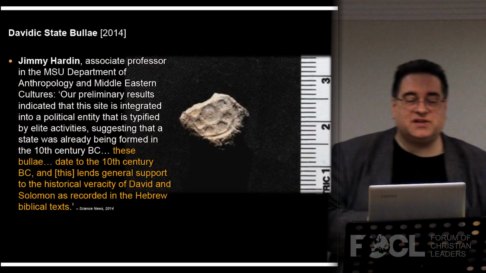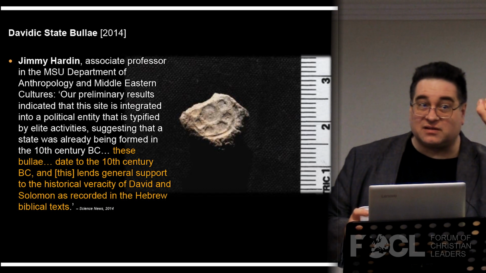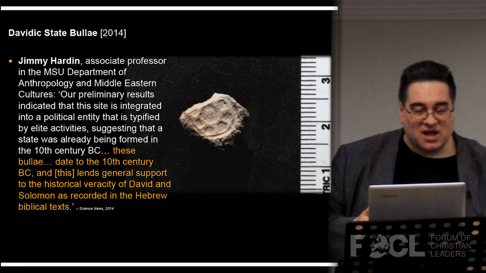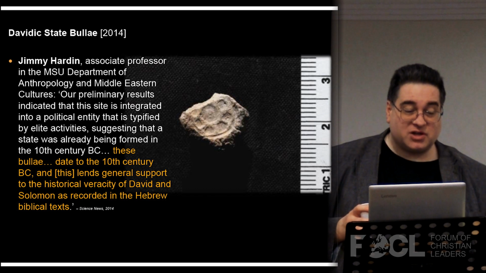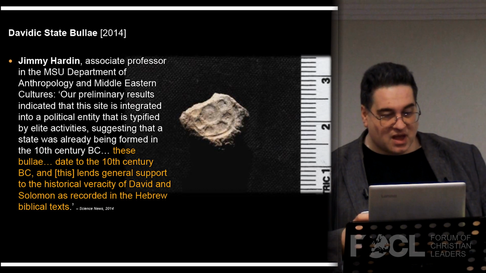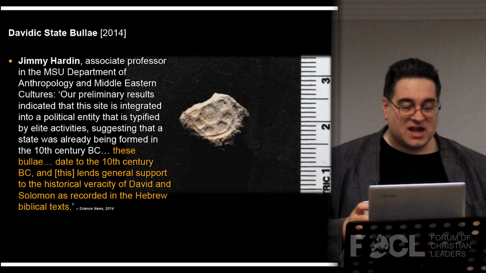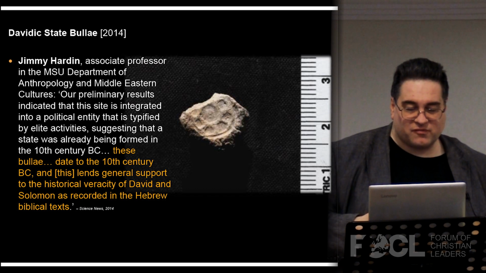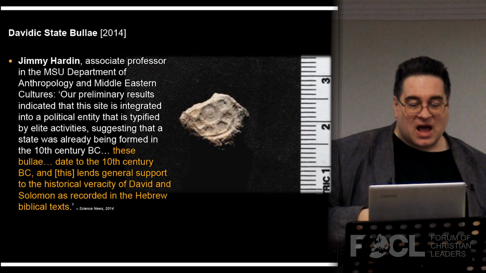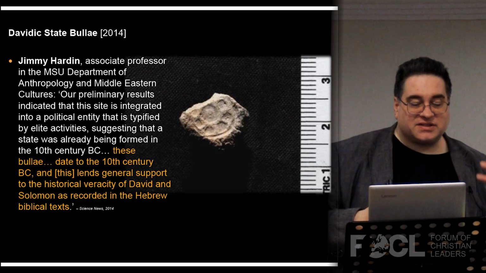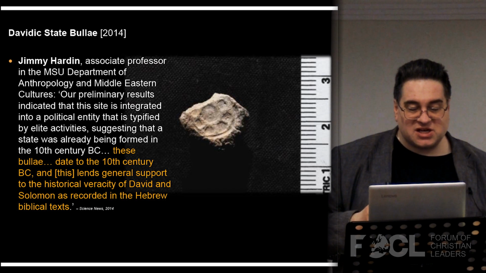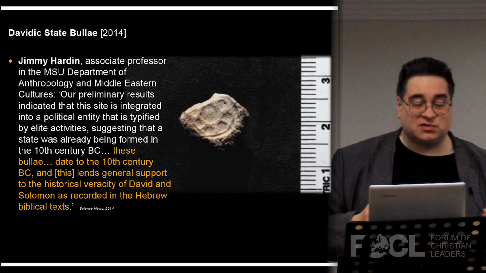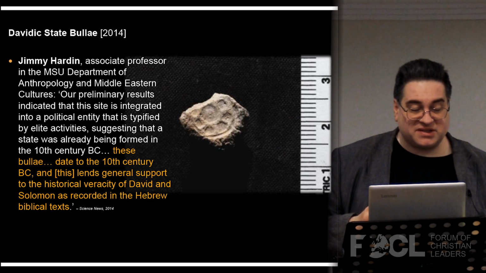This is a so-called Davidic state bulla, another one of those little seal impressions. Jimmy Hardin, associate professor from the MSU Department of Anthropology and Middle Eastern Cultures, says, "Our preliminary results indicated that this site that they dug, and various other finds, is a site that's integrated into a political entity typified by elite activities, suggesting that a state was already being formed in the 10th century BC."